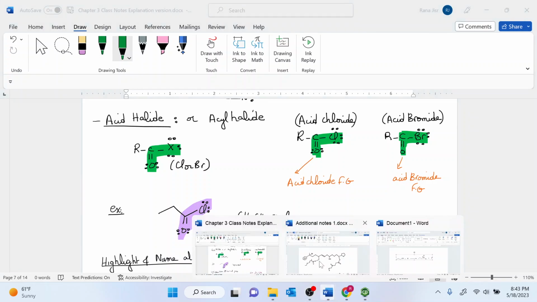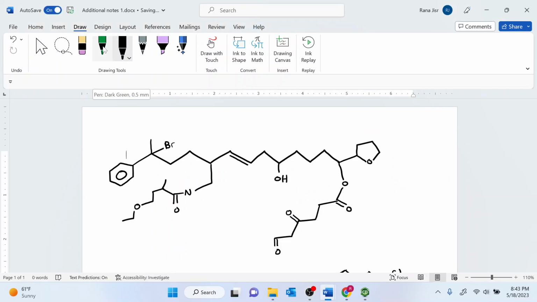Let's have an example. We're going to assign the functional groups and label them. So we're going to start with the alkyl bromide.